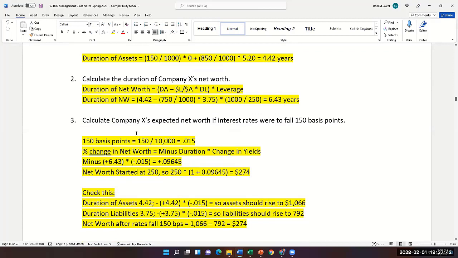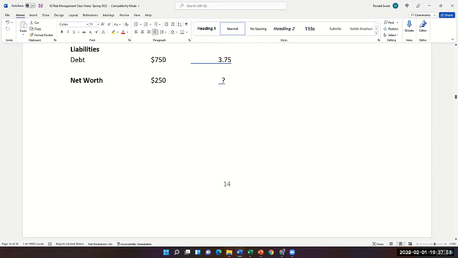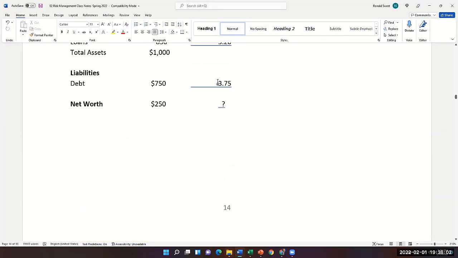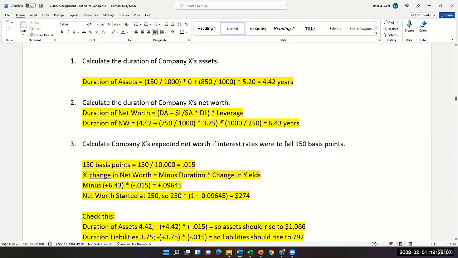So let's look through the numbers, and you tell me a number you don't see. The duration of net worth: 4.42, y'all see that? That's the duration of assets. Minus 750, which is how much they had in liabilities, divided by a billion, their total assets, times 3.75, that's the duration of their debt. And you take all of that and you leverage it up, a billion over 250, and we get a duration of net worth of 6.43.